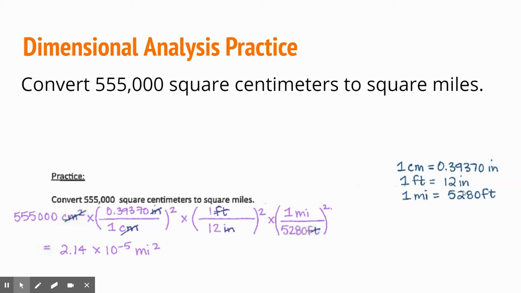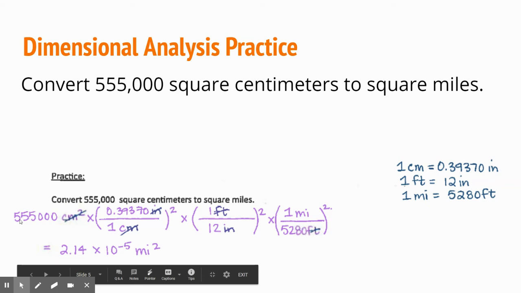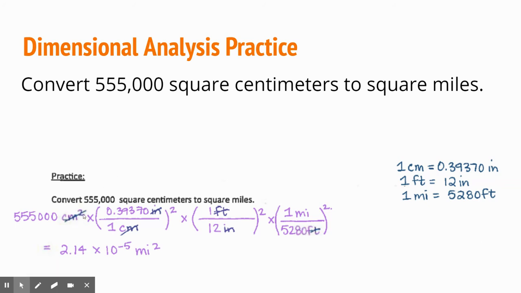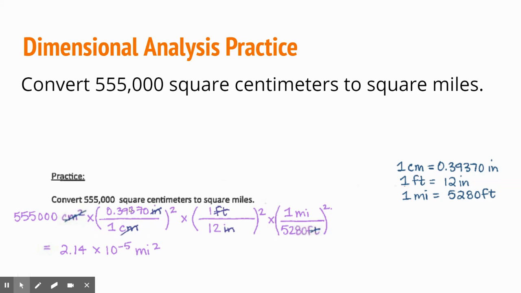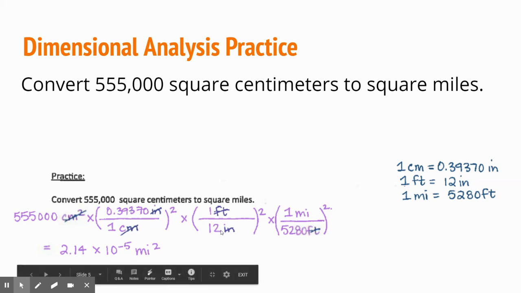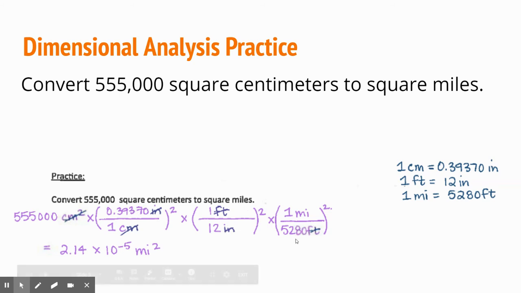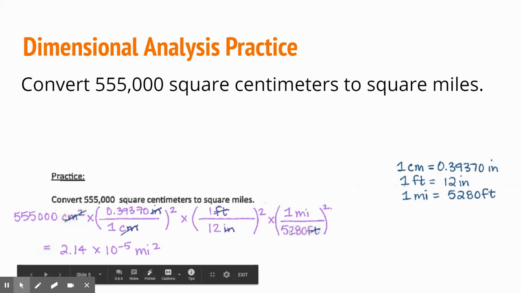I know that in 1 foot, there's 12 inches, and I know in 1 mile, there's 5,280 feet. So I start with the 555,000 centimeters squared. I know that 1 centimeter is 0.39370 inches. I know that in 12 inches, there's 1 foot. So see, I flipped it. The 1 is on the top this time because I want the inches to cancel. I know that there are 5,280 feet in 1 mile. So the feet cancel and I'm left with the mile at the top.